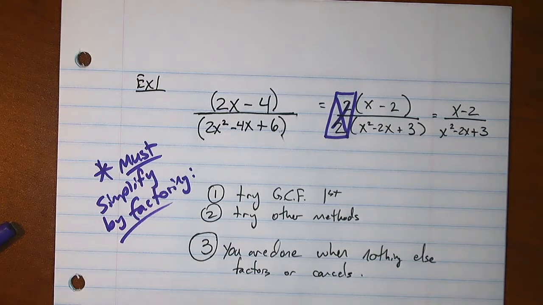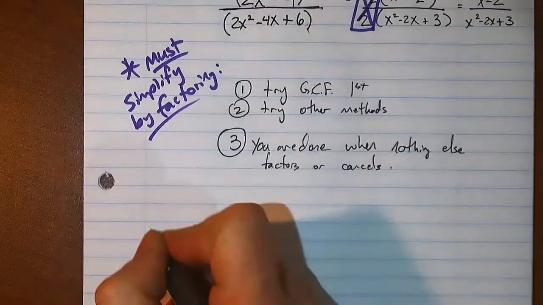Okay, so this is the basic idea of how to do these types of problems. We're going to start by trying to factor everything using greatest common factor. Then, if we can't use greatest common factor, or even if we can, we'll move on and try and use any other method that works. And once we've tried everything and nothing else works, that's how we know we're done. All right, so that's our basic process. Let's take a look at a second example.